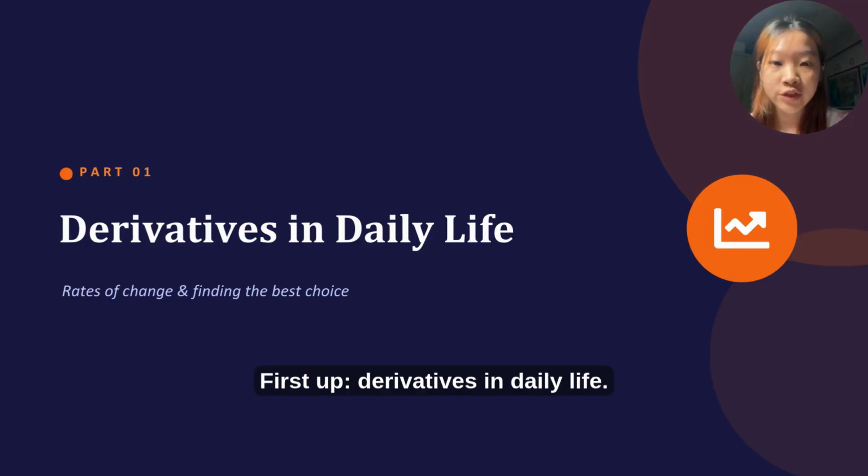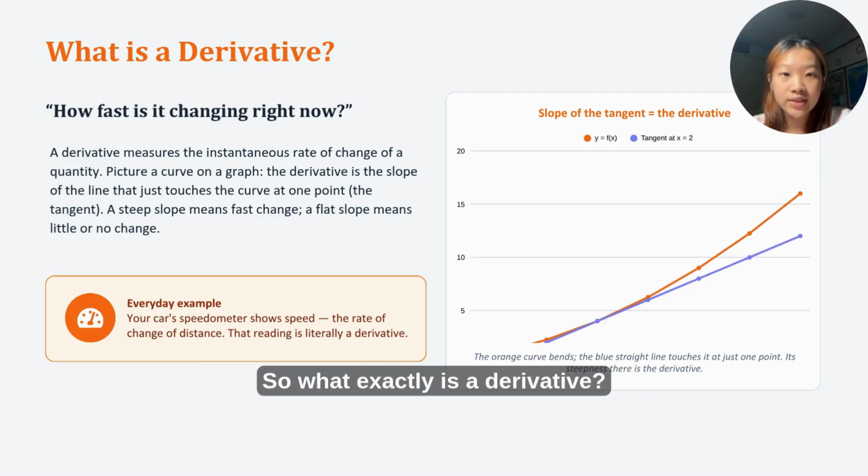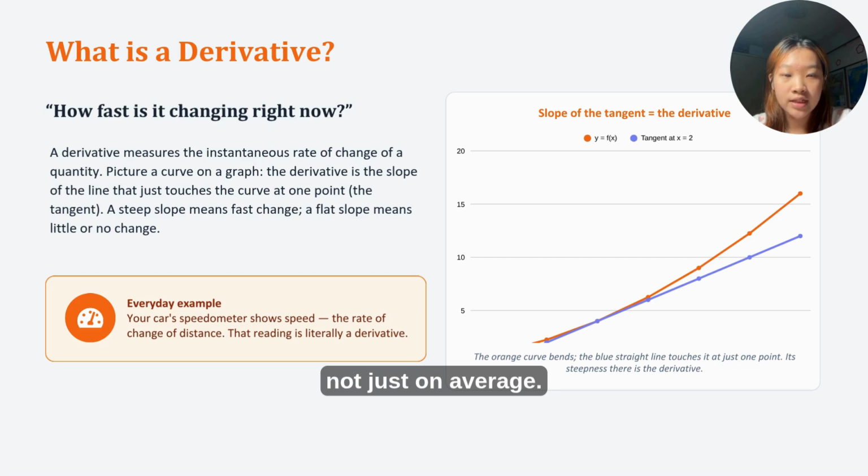First up, derivatives in daily life. This half is all about rates of change and using them to find the best possible choice. So what exactly is a derivative? A derivative measures the instantaneous rate of change of something, that is, how fast it is changing at one exact moment in time, not just on average.